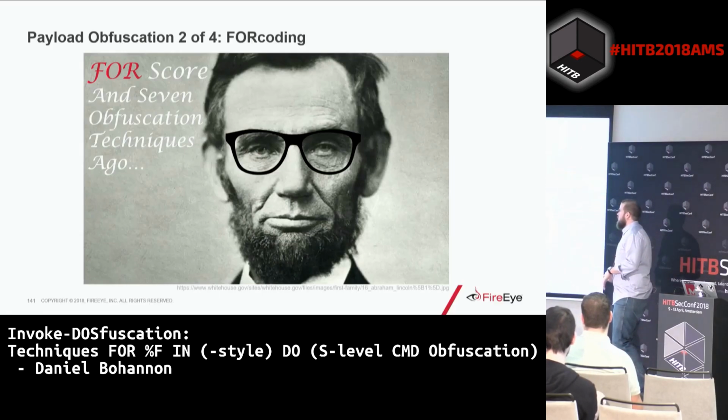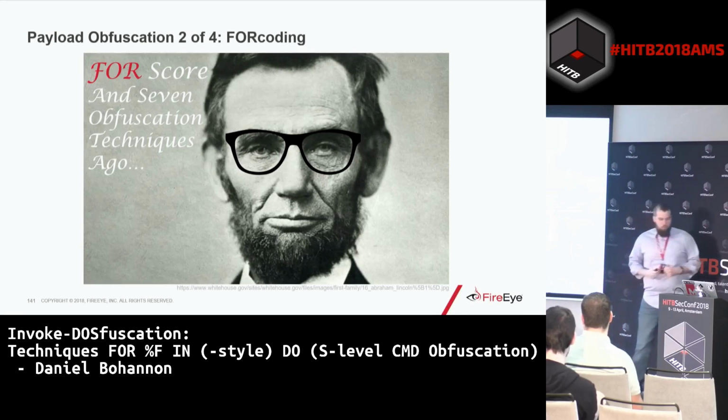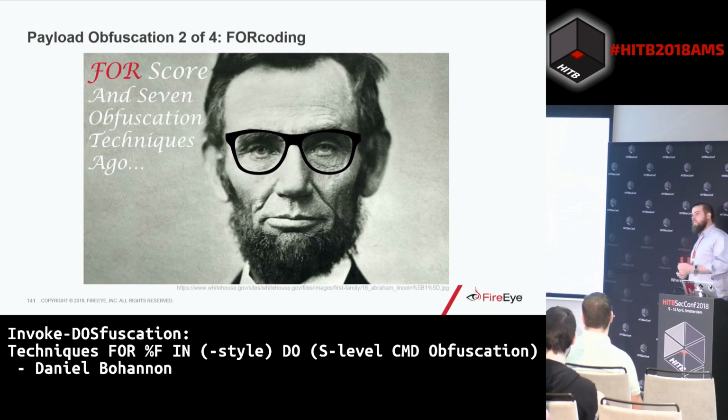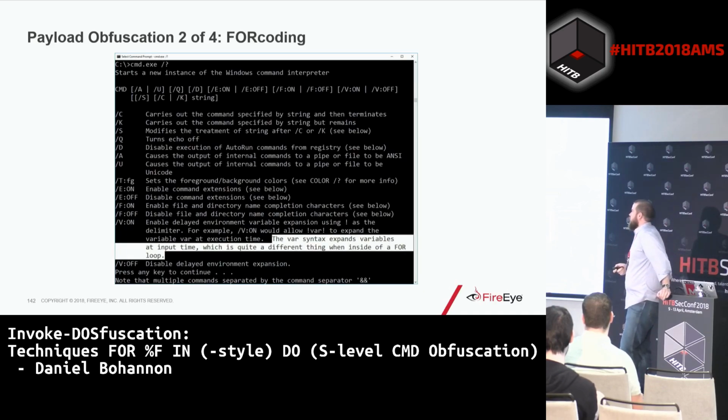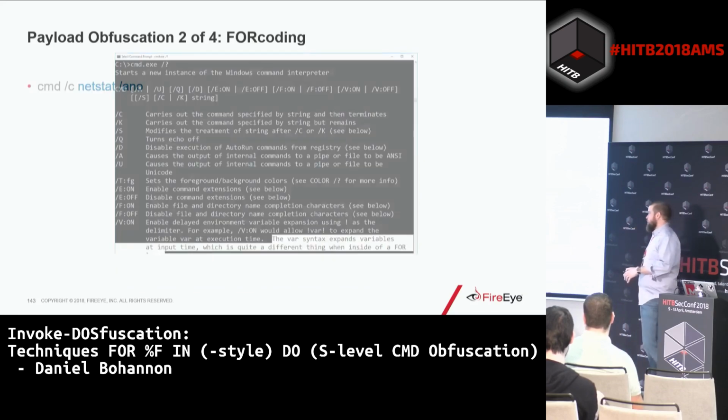So let's trudge on forward. The for loop. The for loop is freaking awesome. It gives us some incredible capabilities. We already saw a little snippet of this in how we were able to produce binary names with a for loop. But again, if you look at the help menu, when we talked about that variable expansion, it says the var syntax expands, etc., which is quite a different thing when inside of a for loop. That is a huge understatement because it is an extremely different thing inside of a for loop. It's amazing what you can do.